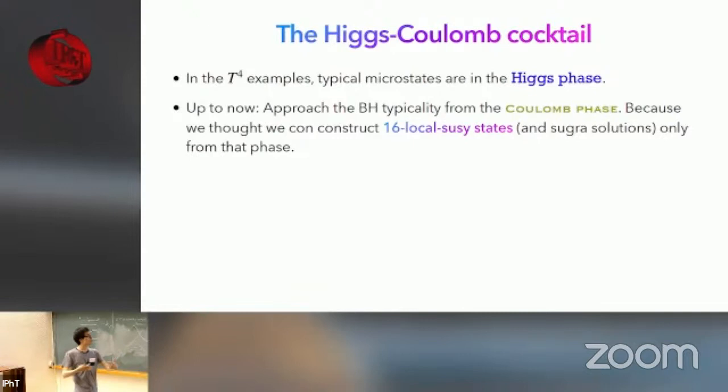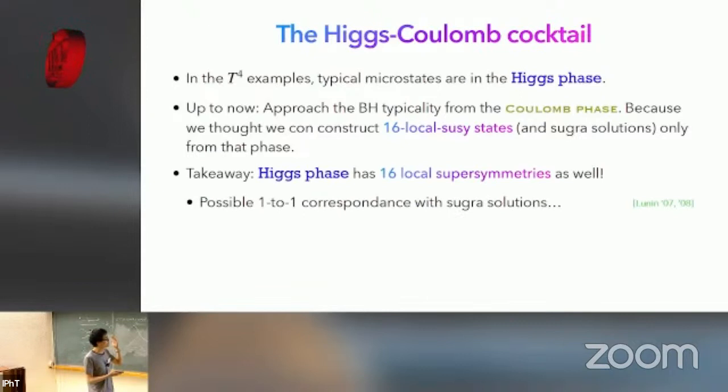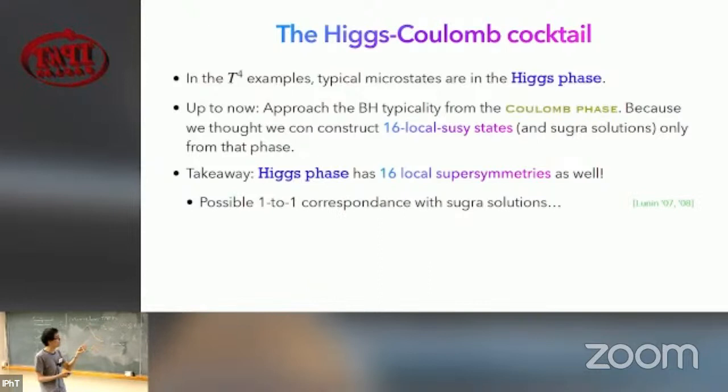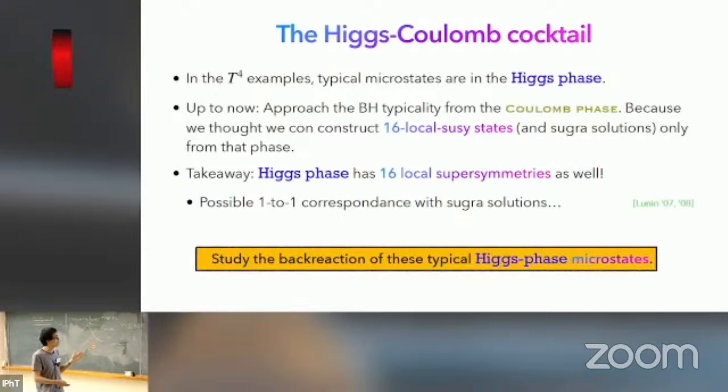But it turns out that the Higgs phase also has 16 local supersymmetries. And there are two papers by Lunin, which show that there is a possible one-to-one correspondence with the supergravity solution as well. And so I think this should be the hope and perhaps the direction in which we want to go. That is to say, to study the back reaction of these typical Higgs phase microstates.